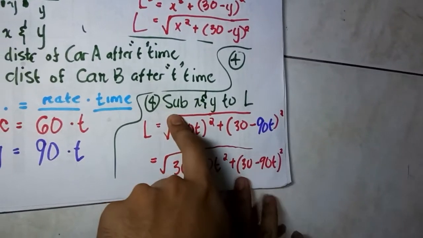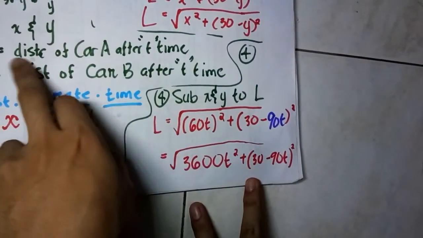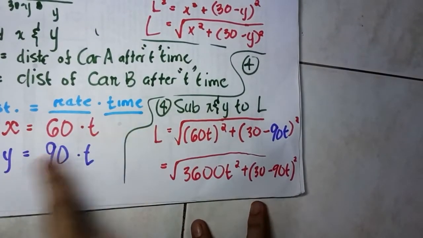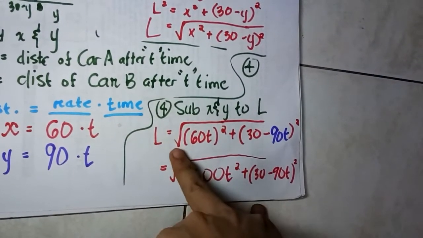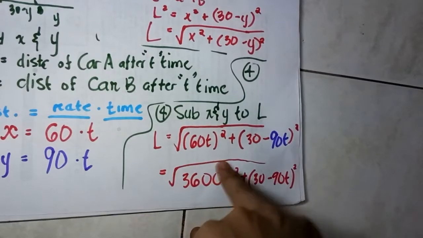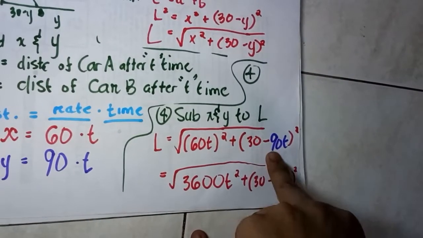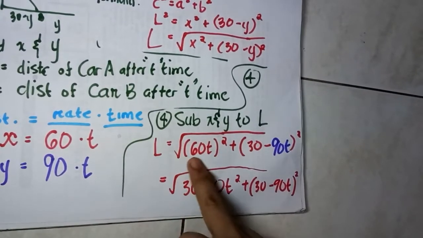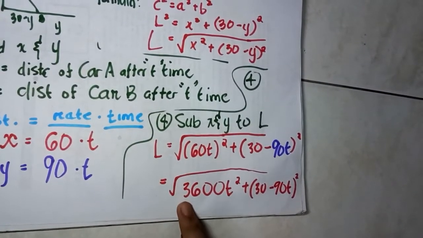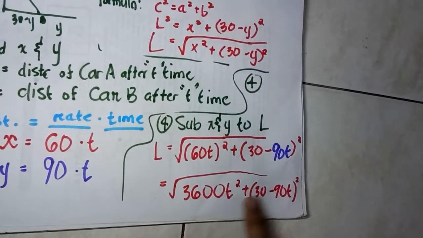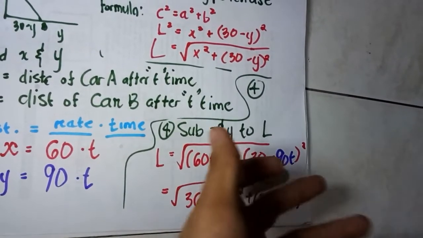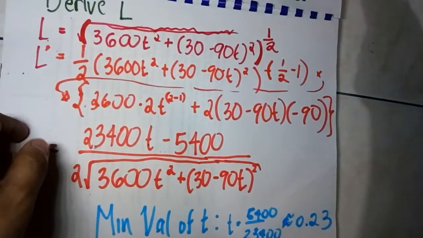The next thing we're going to do is substitute x and y to L. So L is equal to the square root of (60t) squared plus (30 minus 90t) squared. Then I'm going to simplify this part to 3600t squared, and I'm not going to simplify the other part because we're going to use it later. There we go.